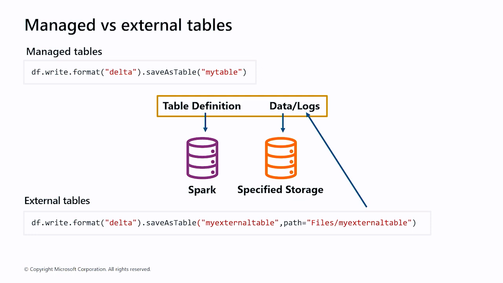When creating external tables, the table definition, while still in the metastore, directs or maps to the data, which is stored in an alternative file storage location. This means that deleting an external table will remove the table from the metastore, but does not delete the underlying data files associated. This approach can be useful when you want to create a table definition that references data that has already been saved in Delta format, or based on a folder where you expect to ingest data in Delta format.